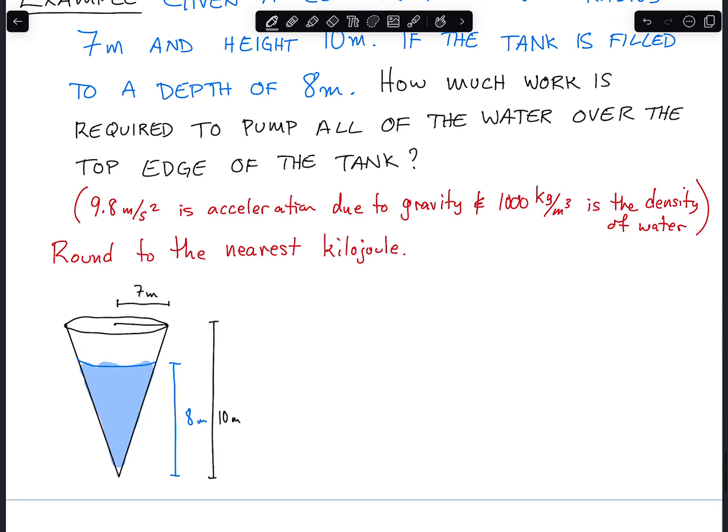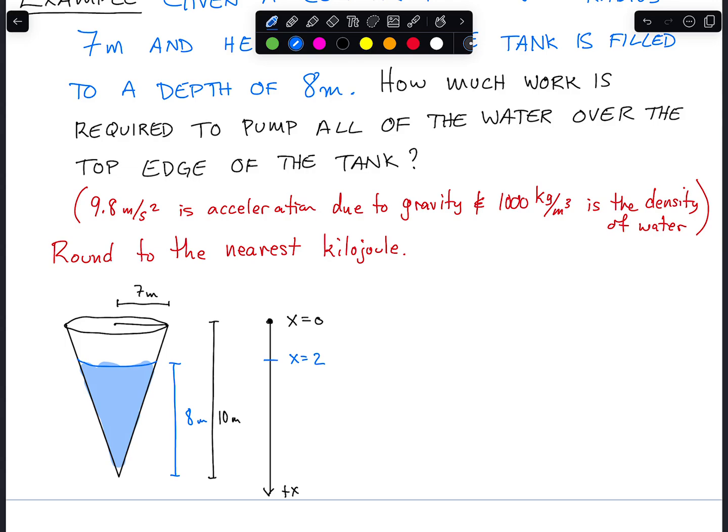We need to give ourselves a coordinate axis so that we can start setting up our question. I'm going to use that the top of the tank is where x is equal to 0. The positive x direction is downward because that's what our book is doing, so I want to stick with that. And then we can label a couple of things on our axis. The first is that the water level is then at x equals 2 and the bottom of the tank is at x equals 10. All right, so we have our coordinate axis set up for us.